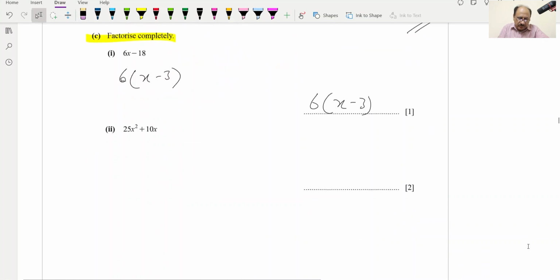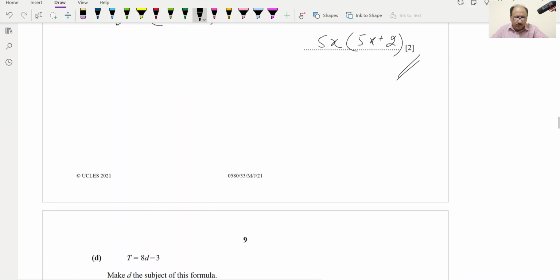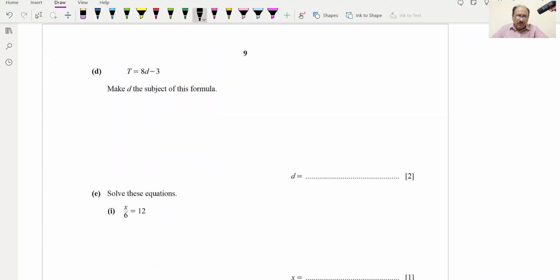Then factorization of this one: we can take 5x common, which is the maximum, so inside will be 5x plus 2, and we can write the answer over here. This will be our final answer for 2 marks. Hopefully you understood this. Now for this one, we have to make D the subject.